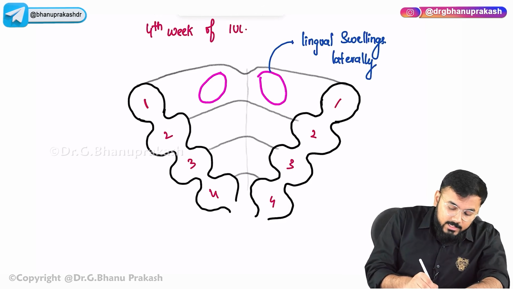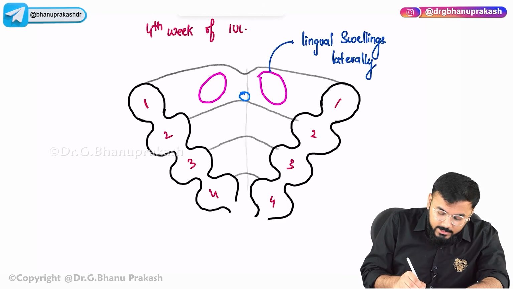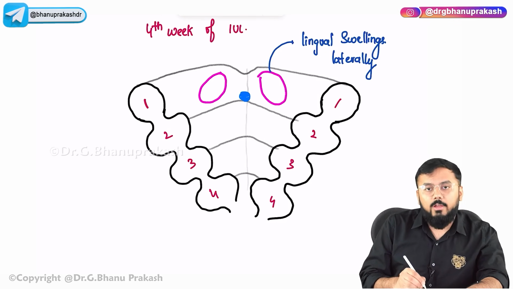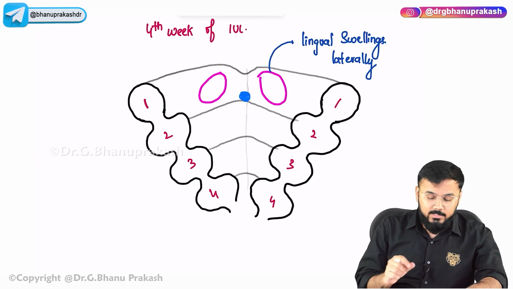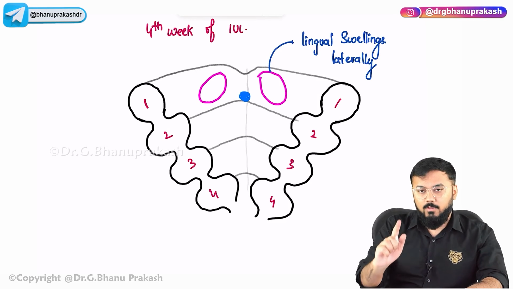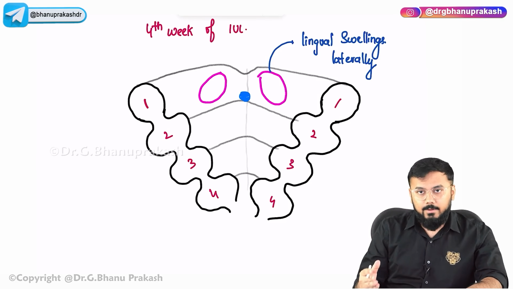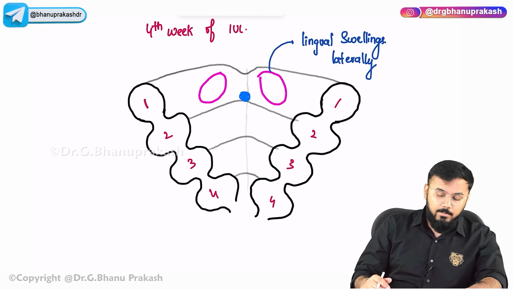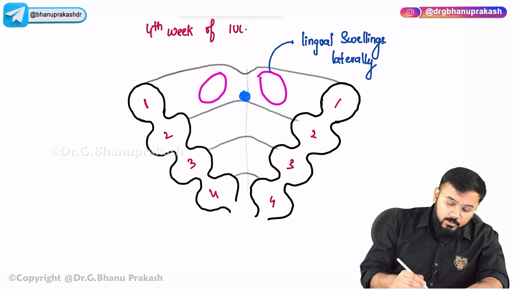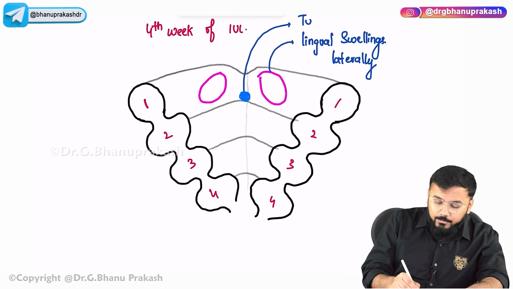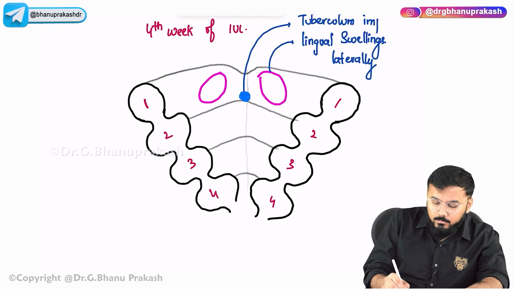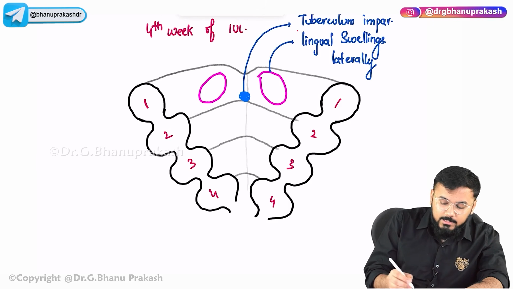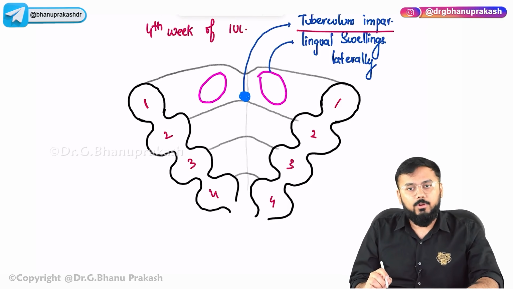Now in the center, between the lingual swellings, you have a body here. This is called a tuberculum. There is only one tuberculum, so is it paired or impar? Impar. That is why it is called impar. What is the complete name? Tuberculum impar. Why are you calling it impar? Because there is only one tuberculum over here.